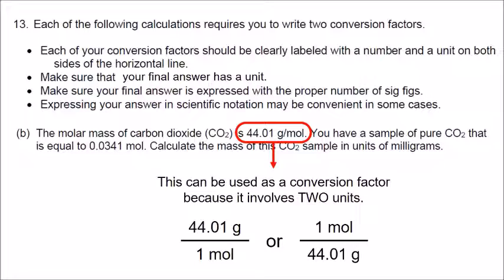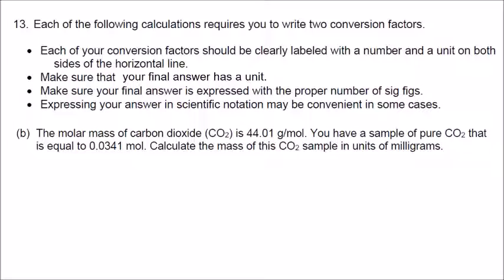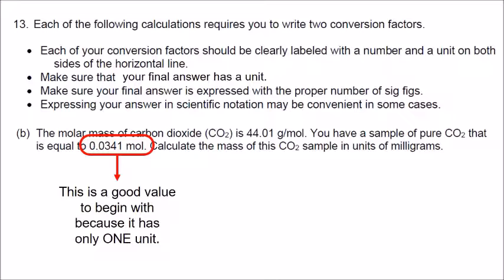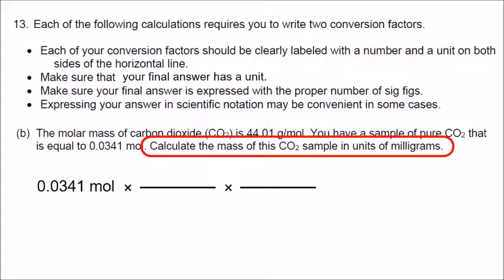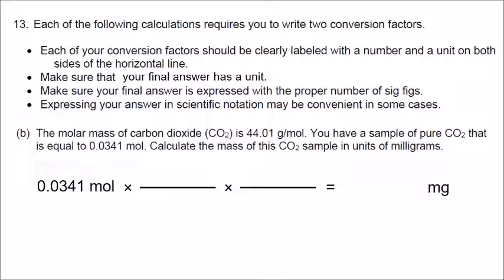Let's keep reading. It says that the sample has 0.0341 moles. So that is a good value to start with because it only has 1 unit. Let's start with 0.0341 moles. We know we have 2 conversion factors, and it says calculate the mass of this CO2 sample in units of milligrams. So our final answer will be in milligrams.